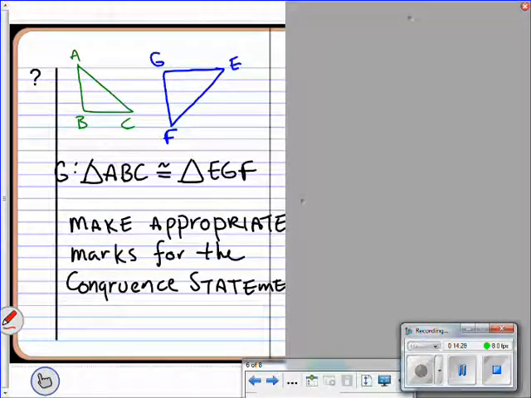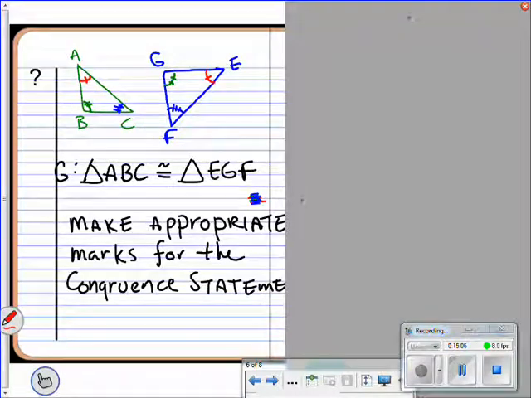Given an example like this, they give me the congruent statement ABC is congruent to EGF. So now I'm going to go up into the drawing and make the appropriate marks. I see that A and E are in the same spot, so I'll mark those with congruent marks. Next up, I have B and G. And then finally, you go ahead and make the marks for C and F. And there you have it. That's for the angles. Now let's go back and do the sides.